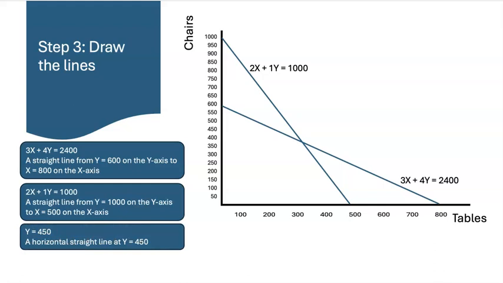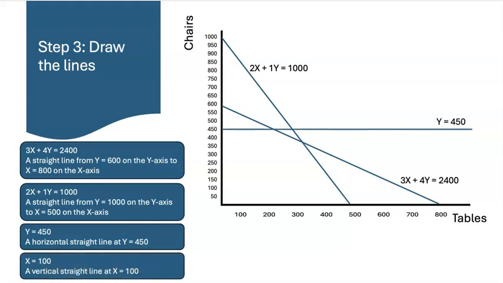Next, we have a horizontal line at y equal 450. So draw the line, label it. And finally, we have a vertical line at x equal 100. So draw the line and label it. So we have now captured the 4 lines for our constraints.